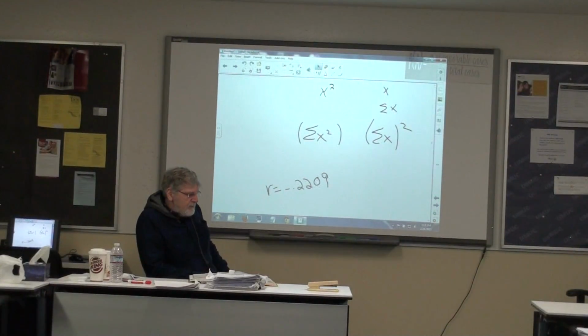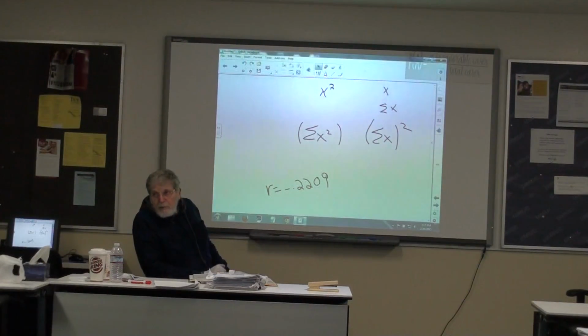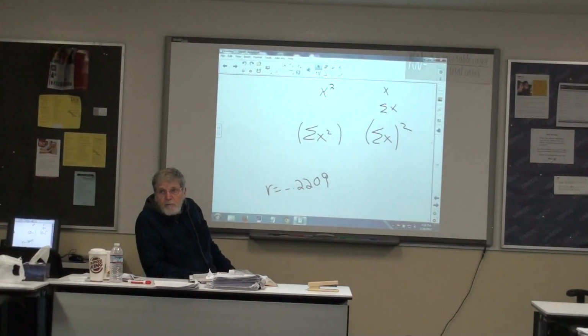Interesting. So now you get to go to the second part of the problem, where you calculate the regression equation, B zero and B one. Not beta, because you can't go to beta with a no.